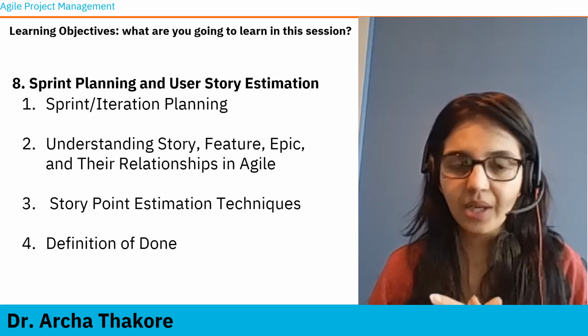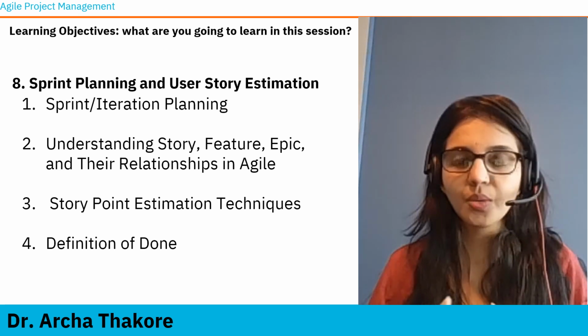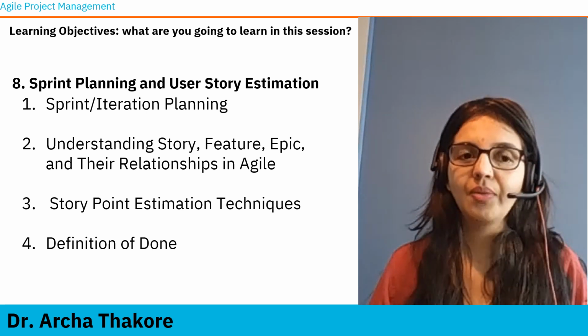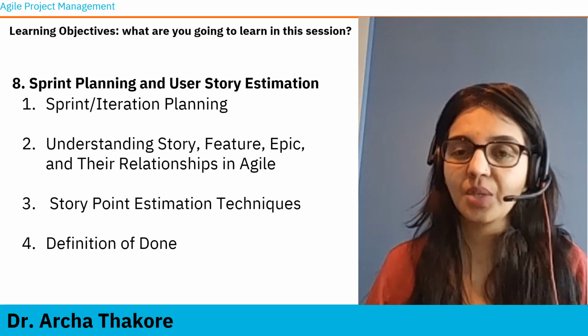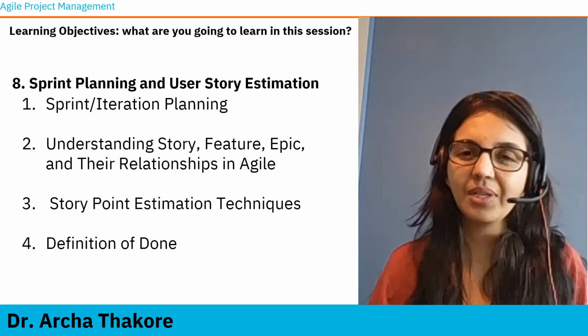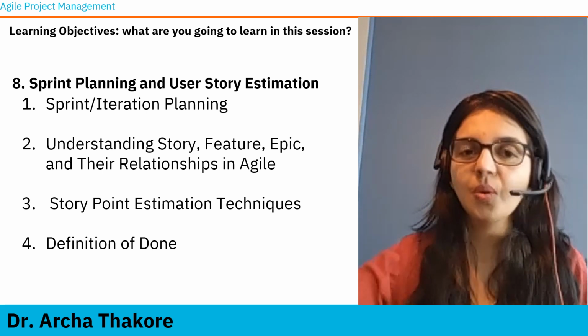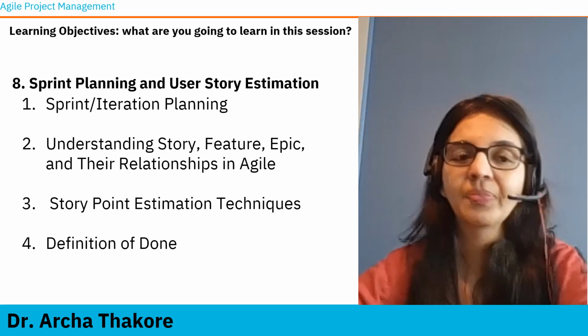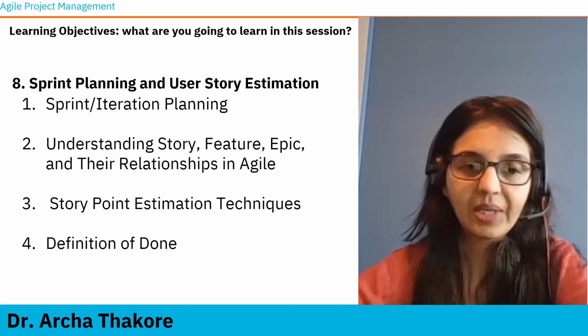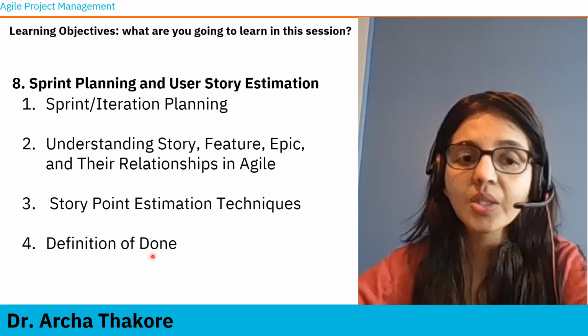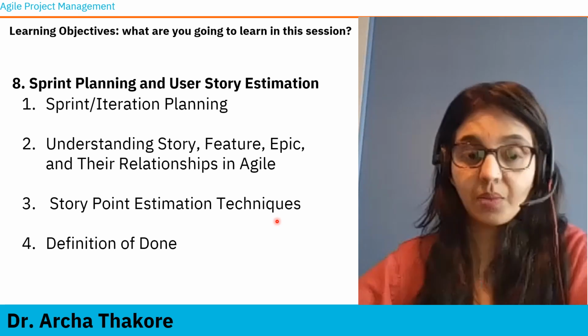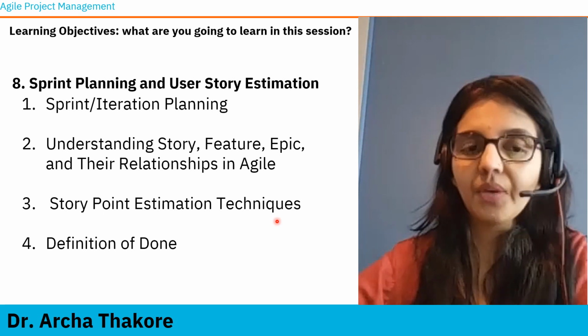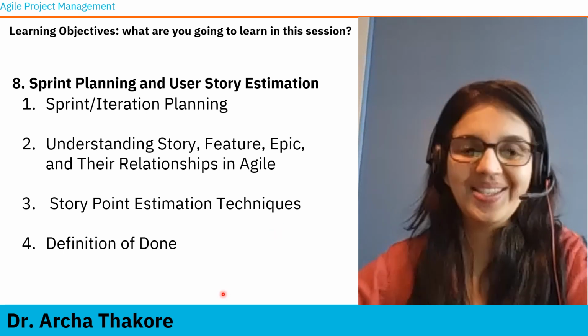It's a big topic. We have a lot to unwrap here. So we will first talk about what is iteration planning, sprint planning, then we will dig deeper into story, feature, epic. What are these terms? What do they mean? Their relationship, story point estimation techniques, very important, and then a small topic of definition of done. So let's get started.